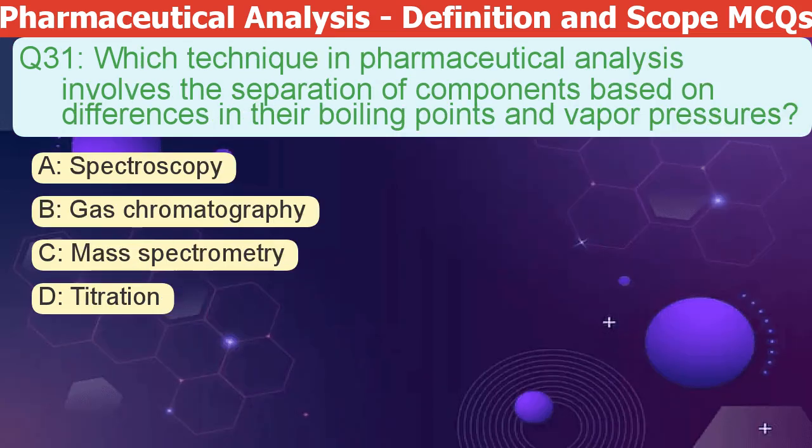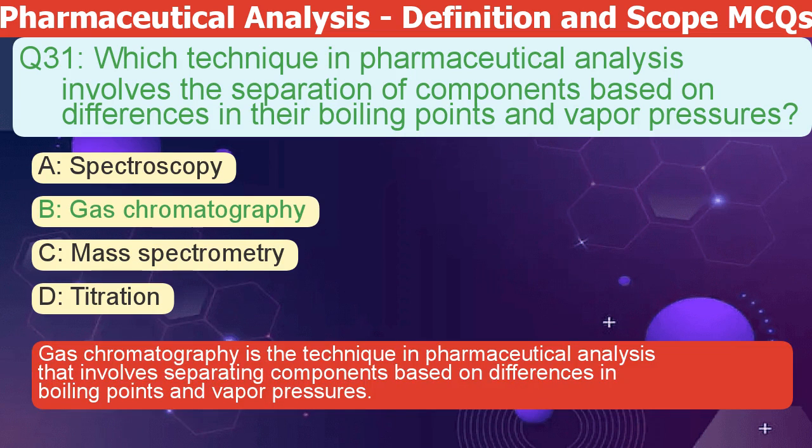Which technique in pharmaceutical analysis involves the separation of components based on differences in their boiling points and vapor pressures? A. Spectroscopy. B. Gas chromatography. C. Mass spectrometry. D. Titration. The correct answer is B. Gas chromatography is the technique in pharmaceutical analysis that involves separating components based on differences in boiling points and vapor pressures.